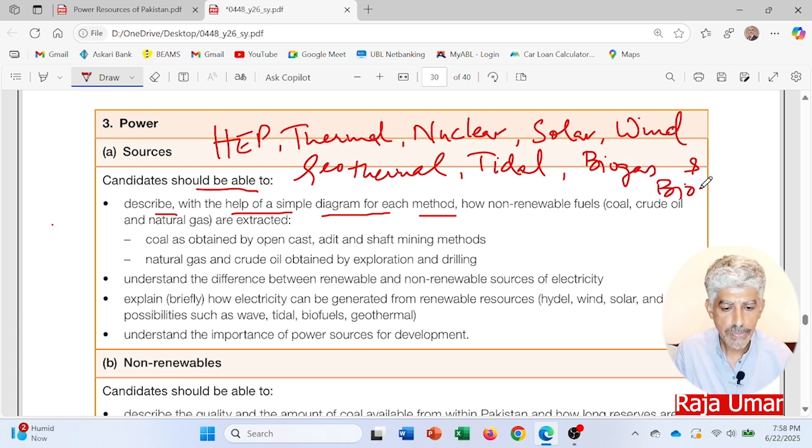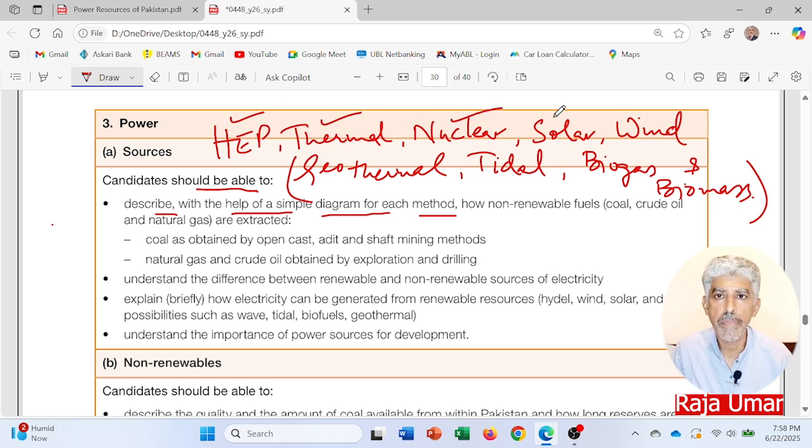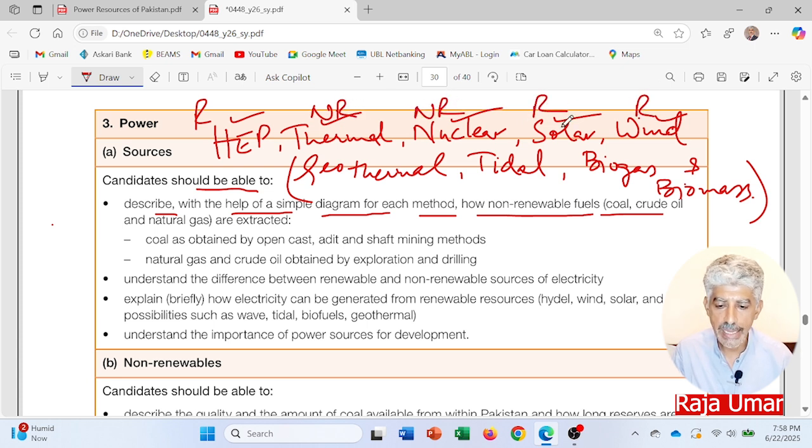So we will talk about these in a really summarized form, but these ones, hydroelectric, thermal, nuclear, solar, and wind, in a bit more detail. And how non-renewable fuels, for example, are being used in these ones, we'll talk about that. This is the renewable power resource, this one is non-renewable, this one is non-renewable, solar is renewable, wind is renewable, geothermal is renewable, tidal is renewable, biomass and biogas renewable. We'll talk about what will be the impact of the renewable power sources on the economy of Pakistan, and what will be the impact of the non-renewable resources on the economy of Pakistan.